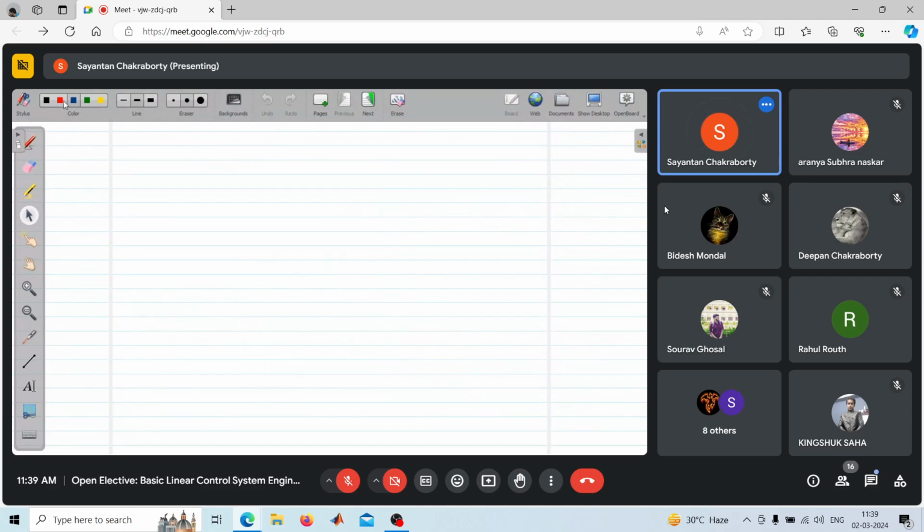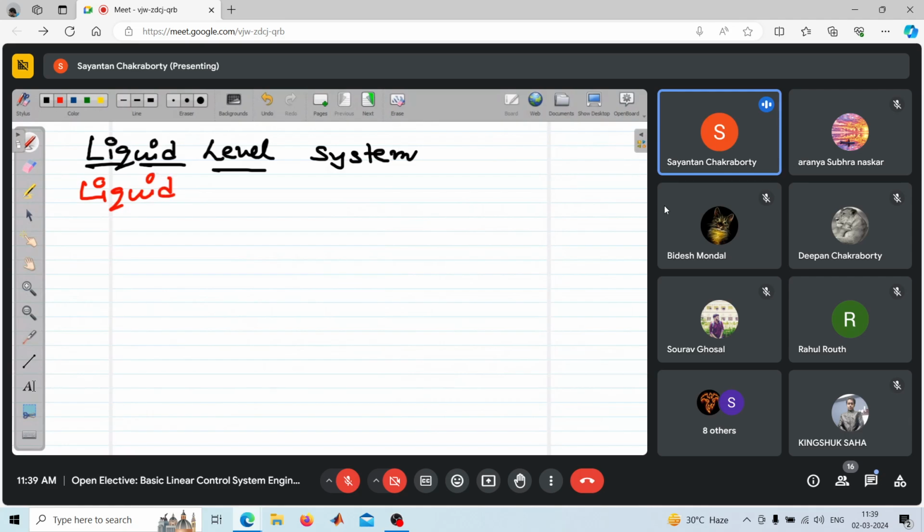is a liquid level system. So to be very precise, it's basically a liquid surge tank.